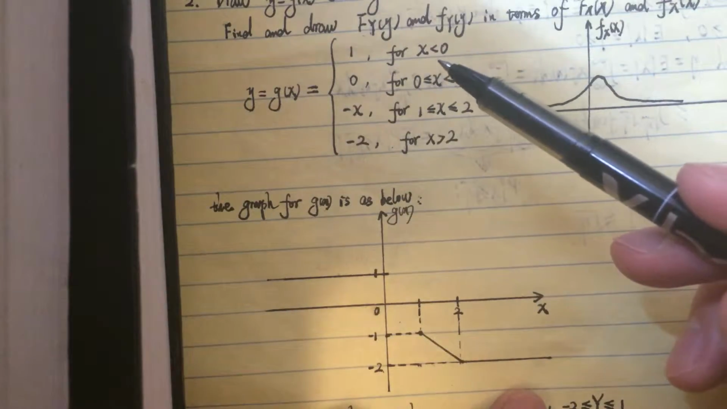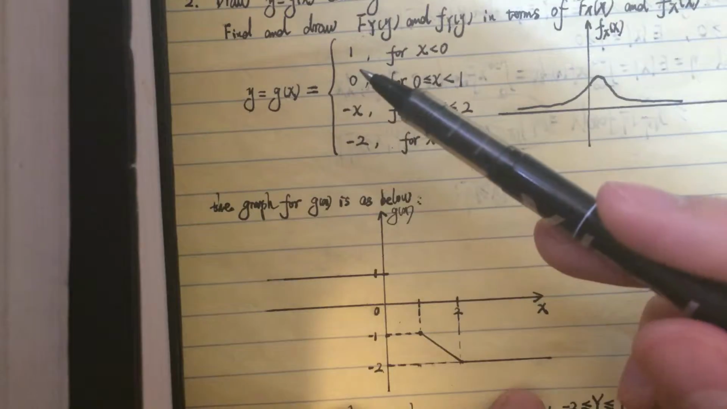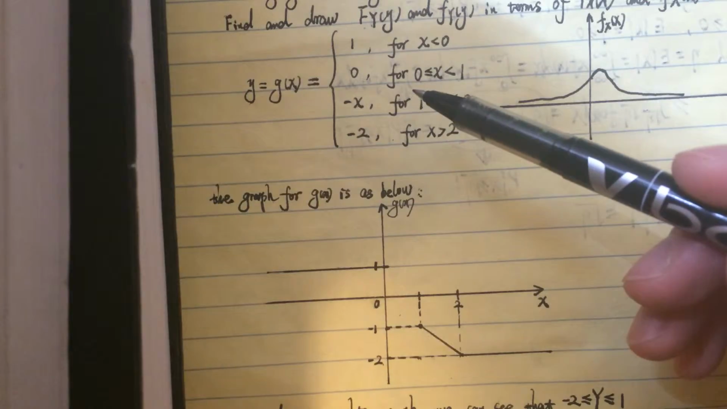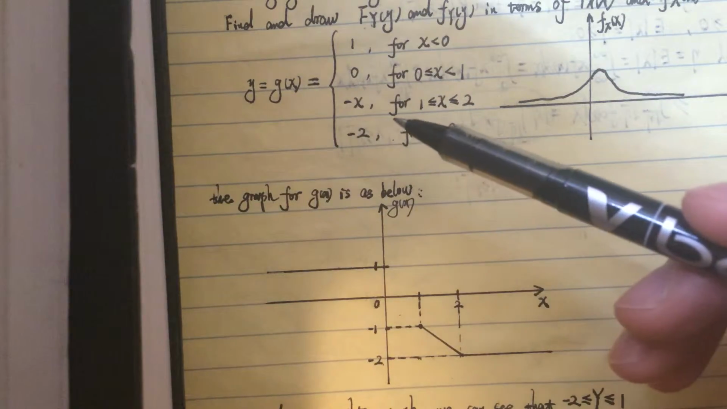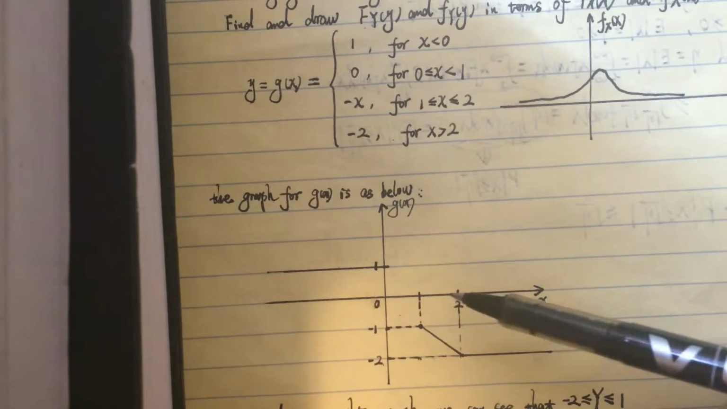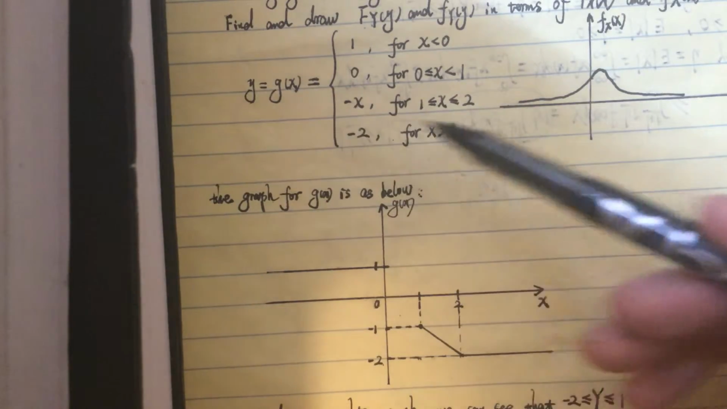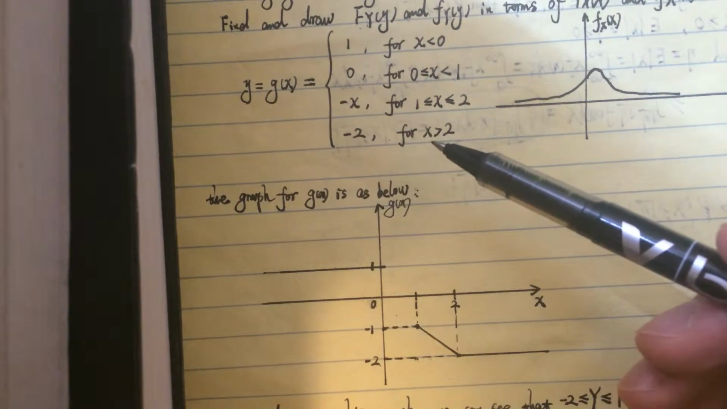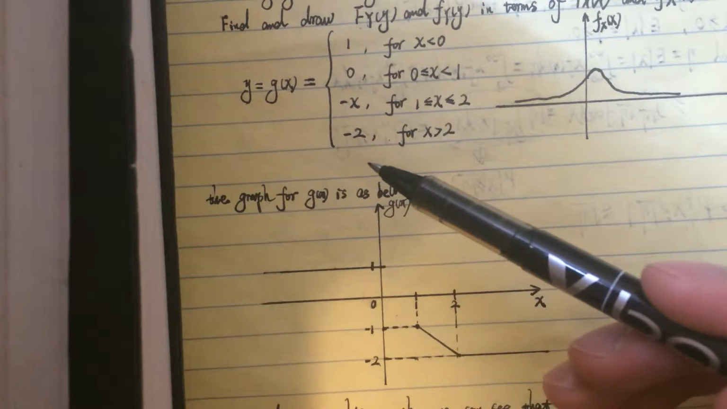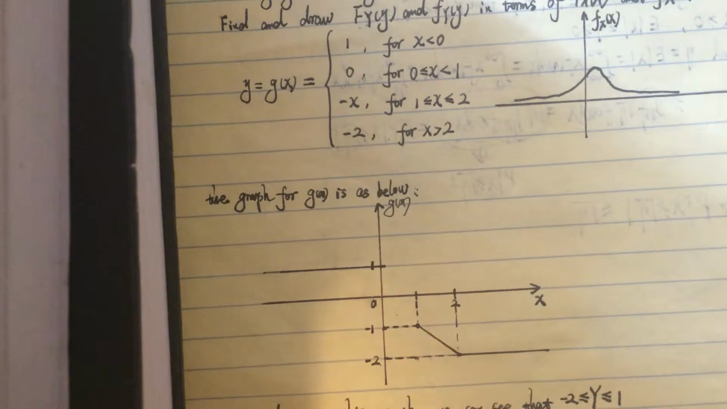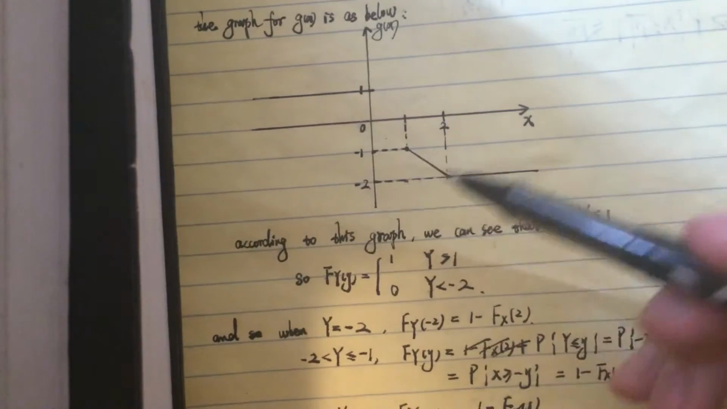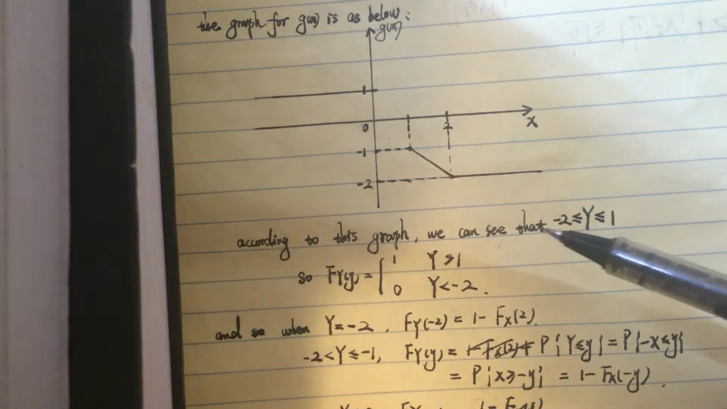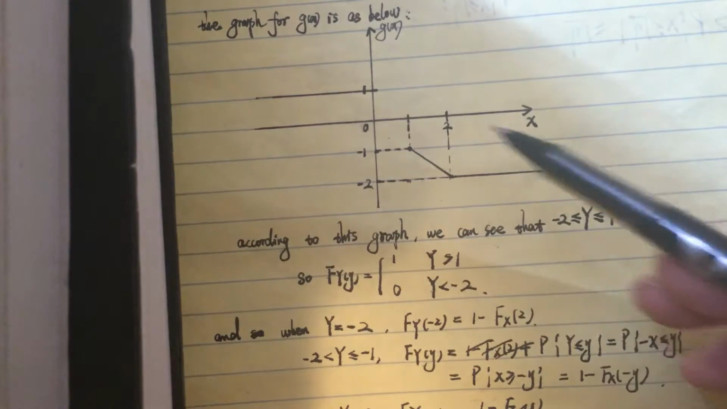For this, x is smaller than 0, g(x) equals 1. So this, like this. And for x larger than 0 and smaller than 1, it will equal 0, and it is like this one. And for this, it's a graph like this. And finally, for x larger than 2, g(x) will equal minus 2. So it is like this. Now, according to this graph, we can see that y is larger than minus 2 and less than 1.